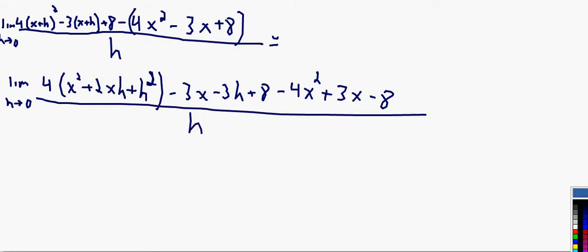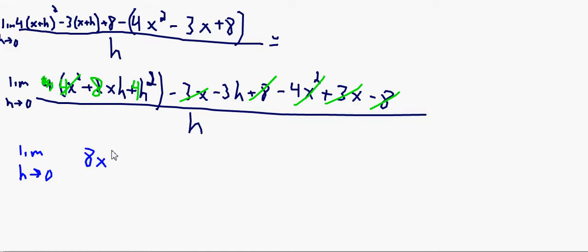So now we're going to start canceling things out. Minus 3x plus 3x goes away. Plus 8 minus 8 goes away. Over here, we're going to distribute this 4 and get 4x squared, this is going to become an 8xh, and this is going to become 4h squared. And 4x squared minus 4x squared goes away. So what's going to be left is the limit. The only thing that's left up here is 8xh minus 3h. Is that it? That's it.